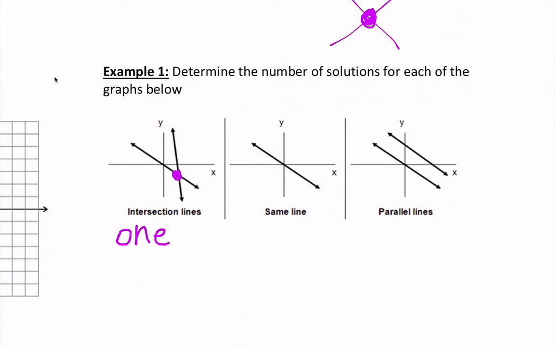So what happens if I have two lines that end up being the same exact line, which means that one line ends up falling on top of the other one? Well, I know they're touching here, and here, and here, and here, and I can continue to do that forever and ever. So there's no way I can count the total number of solutions, so that's why on that one we say they have infinite solutions.